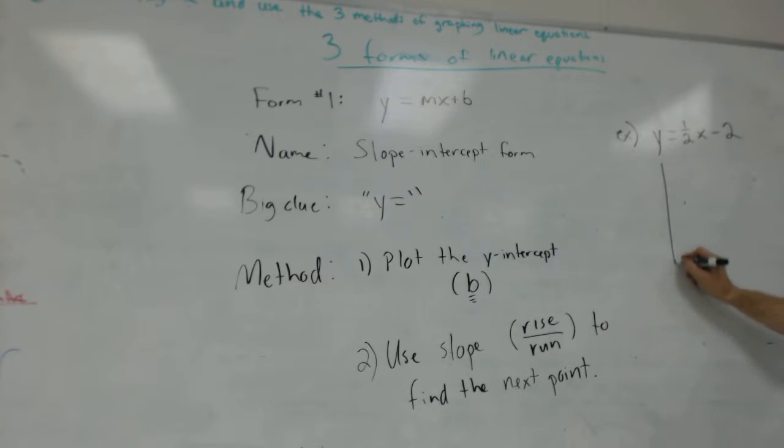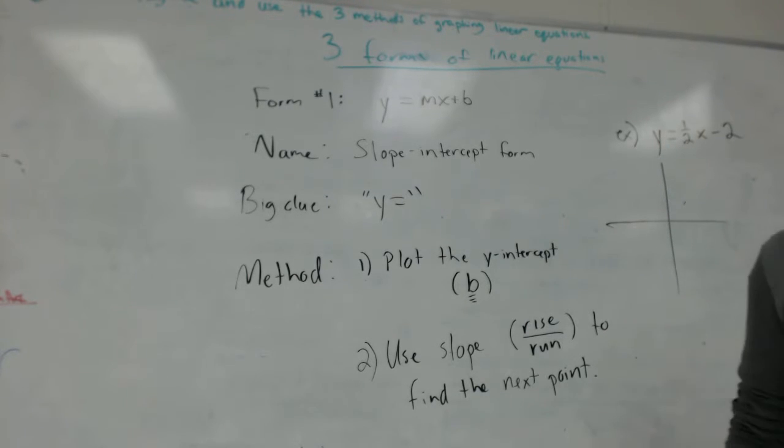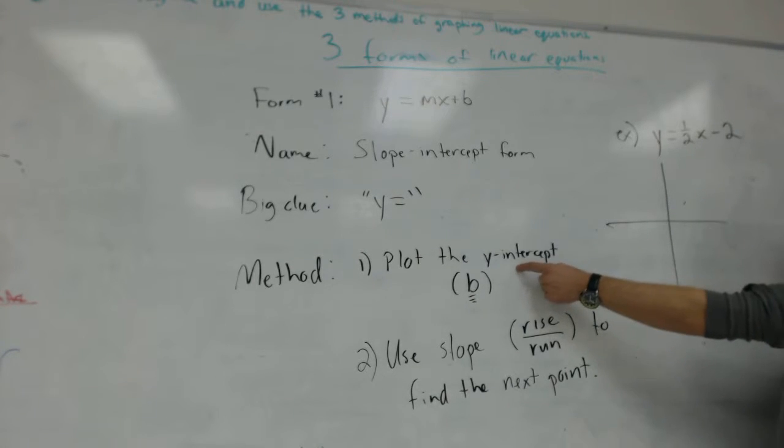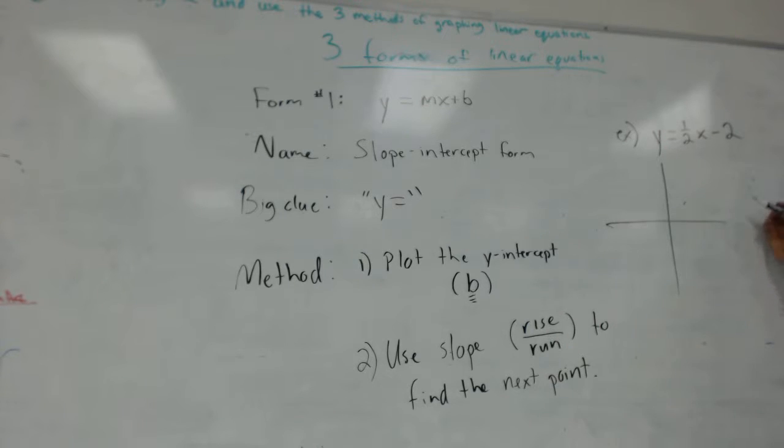Okay, if I'm going to plot that, let me make sure this is showing up on the video. Yes, it is. If I'm going to plot this, step one, plot the y-intercept. What is my y-intercept here in this equation? Is it y? No, can't be it. It's negative 2. Is it 1/2? No, it's negative 2. So we go down on the y-axis, negative 2.